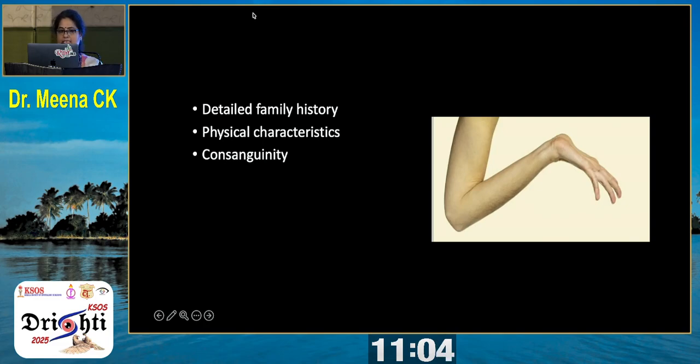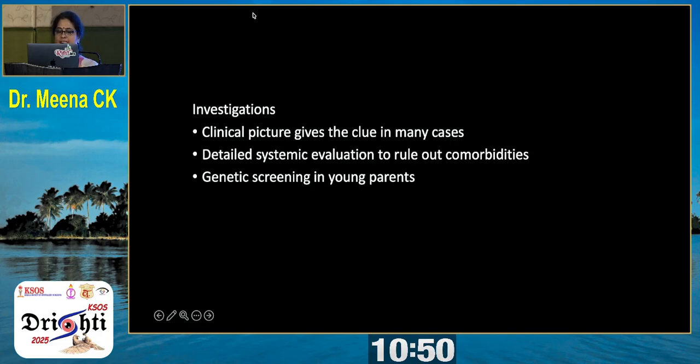A detailed family history is extremely important, because it is very common to have a mother or a father with similar physical characteristics, which helps you in the diagnosis, and you should also ask about consanguinity. Do you need to investigate all the cases? It is not a must if you have a proper diagnosis, and the clinical picture itself gives you a clue. If you see a tall mother or father accompanying a tall child, you can make a diagnosis.